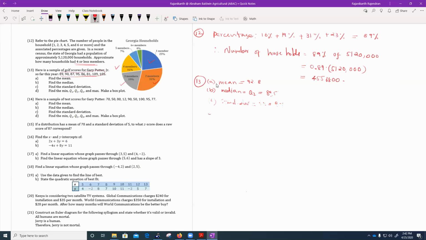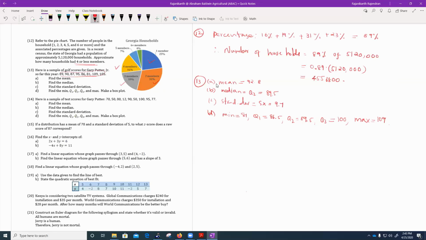Now, part D, find the five number summary. So let us write down. If you look at your calculator answer, the minimum among these data values is 81, and Q1, the first quartile, is 86.5, and Q2, that is my median, is 89.5, and Q3 I got 100, right? And the maximum of this data set is 109. So this is my five number summary.